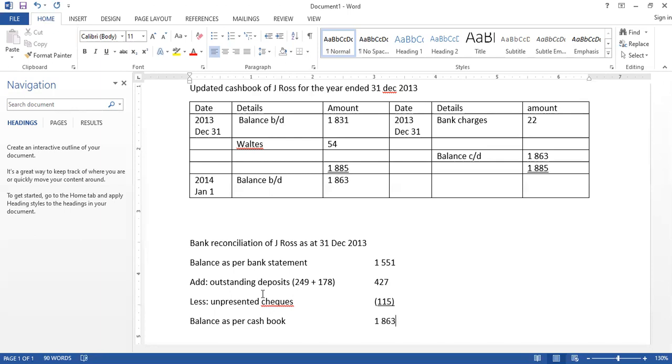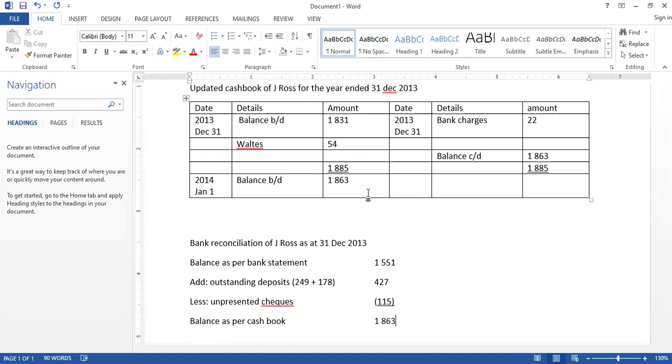1,863. And now the amount that you get as your balance as per cash book should be the same as the amount that you got in your updated cash book. If the amounts are different, then there's a mistake somewhere. The amounts should be the same. Now you know that we have reconciled our cash book and our bank statement. They are now having the same balance. Your bank reconciliation has 1,863 and our cash book has 1,863. Okay. Do you understand? I do. Yes, ma'am. Okay.